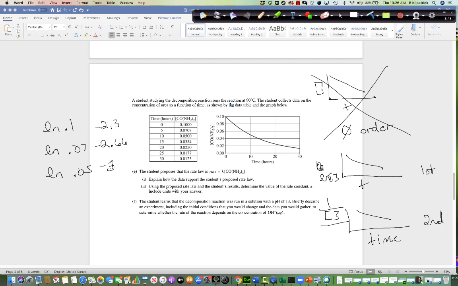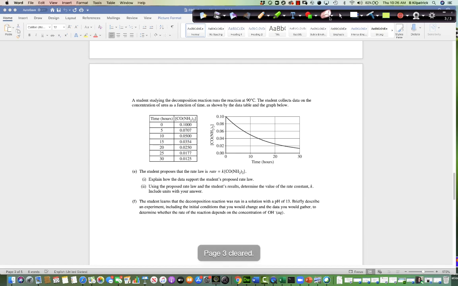The other thing you can do is you can look at the half-life. After 10 hours goes by, we go from 0.1 to roughly 0.05. Okay, so half of it's gone after 10 hours. Let's look at the next 10 hours. I have 0.05 and close to 0.025. Well, again, it went down by half.